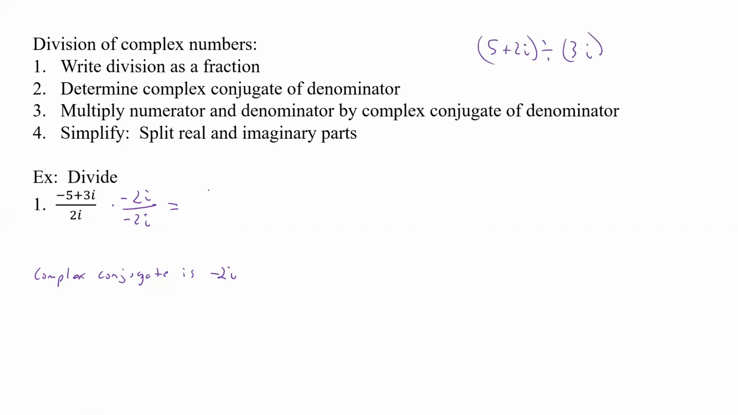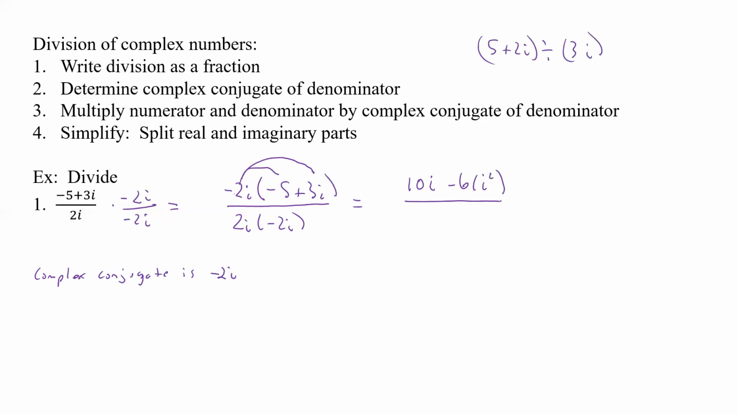And if we need to, we can rewrite this as a negative 2i times negative 5 plus 3i over 2i times a negative 2i. Okay, it doesn't matter how that is. Well, now we can FOIL this pretty easily. A negative 2i times a negative 5 is going to be a plus 10i. And then here we have negative 2 times a 3, so that's going to be minus 6. Then we have i times i, so it's going to be i squared, all over 2 times negative 2, which is negative 4.